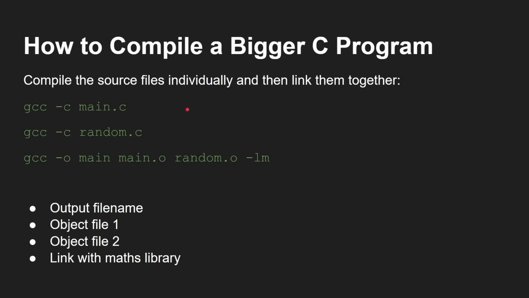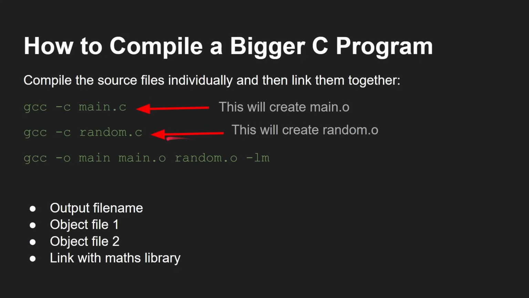Now there's another way to do the same thing, and that is to compile each of these files individually. So if you compile this with the -c flag, this will create main.o. If you compile this with the -c flag, this will create random.o. And then finally you can do the same thing, but now what you do is you give it the two object files, the O files, rather than the C files, and you also link against the library for maths, and that will give you the same resulting main binary.